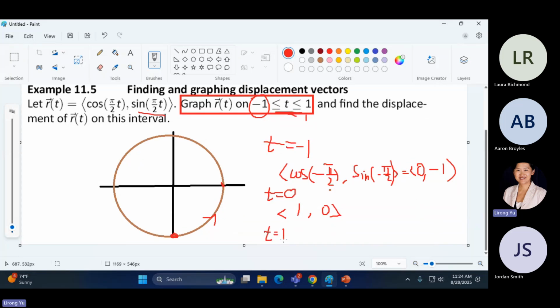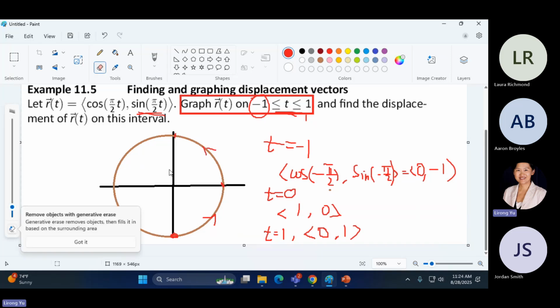If t equal to 1, what will happen? T equal to 1, then we have cosine pi over 2, which is actually equal to 0. The y value at t equal to 1 is sine pi over 2, which is 1. So that's (0, 1), and I landed here. Right, so that's what happened.